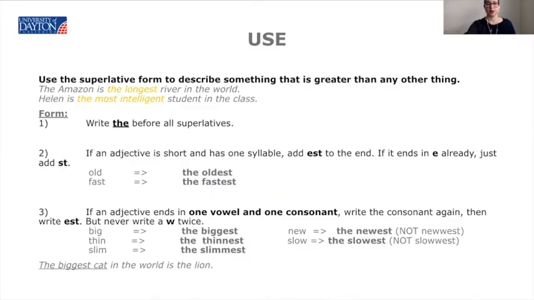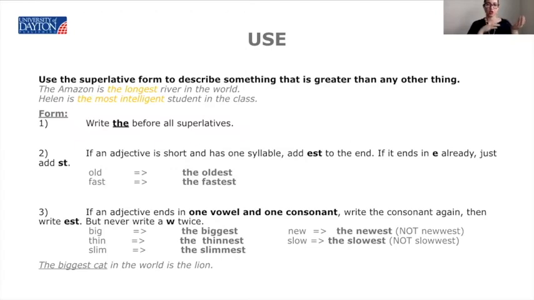Okay. Use the superlative form to describe something that is greater than any other thing. Okay? The Amazon is the longest river in the world. So we think about all the rivers, and this is the longest one. Okay? Helen is the most intelligent student in the class. So she has big brains, and there are like 30 students, and well, she's at the top, you know? Use the before all superlatives. That's really important because if not, the sentence is not complete, okay?